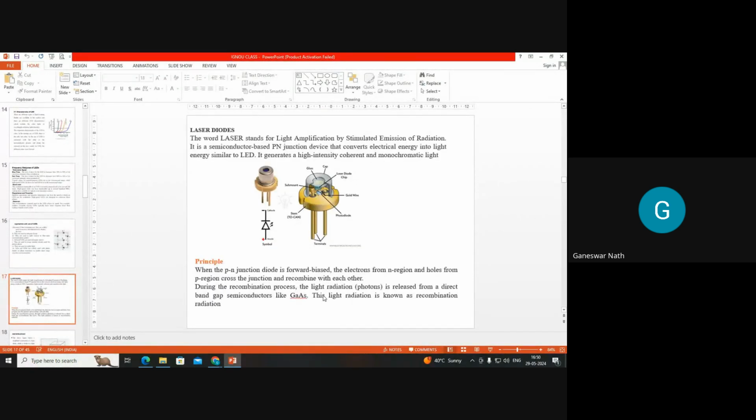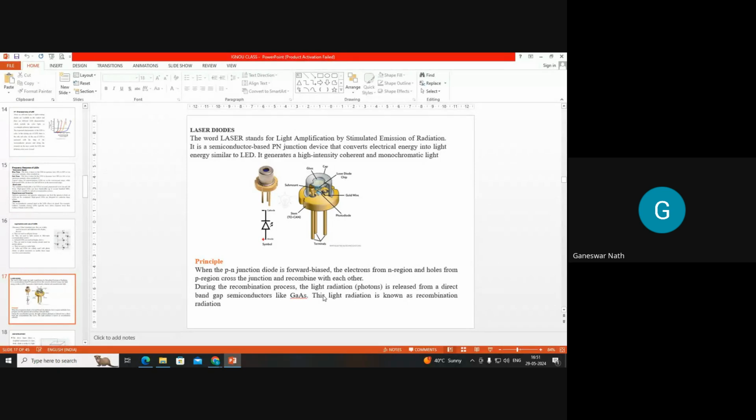Similarly, coming back to the laser diode. You have read the p-n junction diode, the power diode, and also the LEDs. Now we'll come to the laser diode. So what is a laser diode? Similar to LEDs, laser diode stands for light amplification by stimulated emission of radiation.